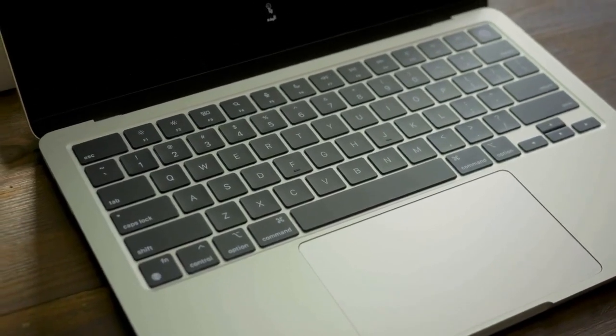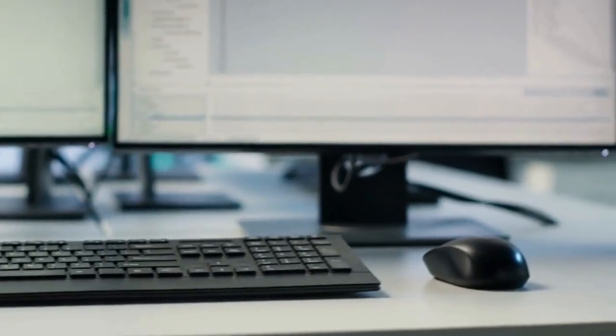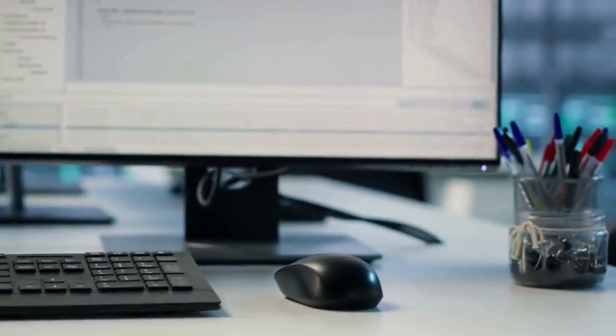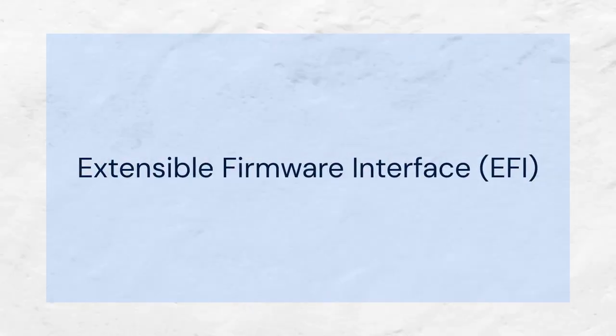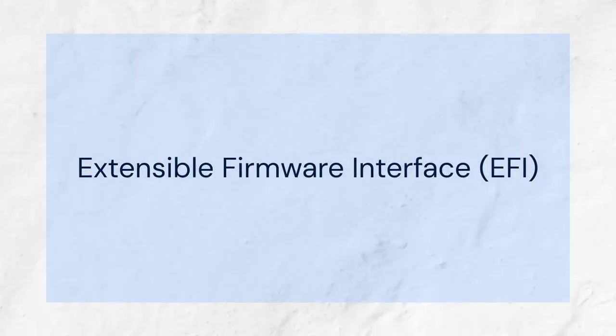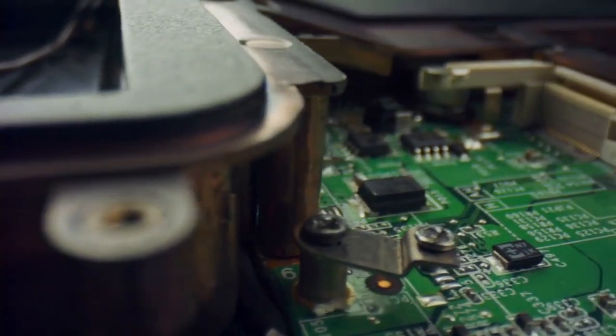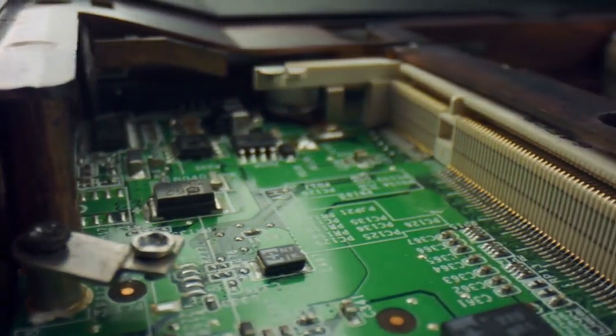Many people think Macs don't have a BIOS. They do, but it's called something different. It's called the Extensible Firmware Interface, or EFI. It performs similar functions to a traditional BIOS on a PC.